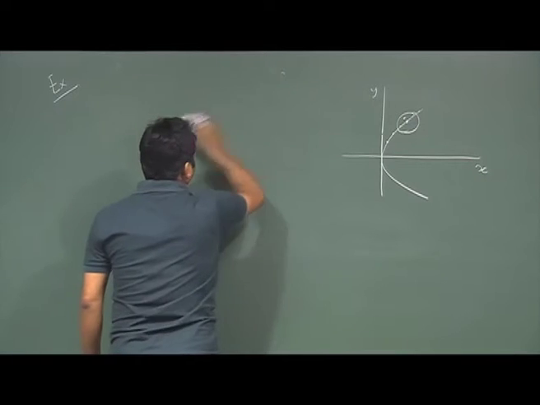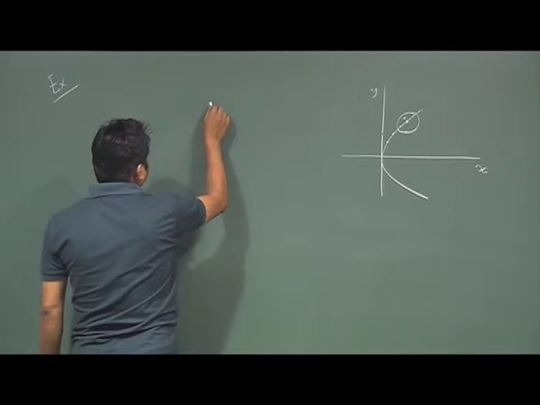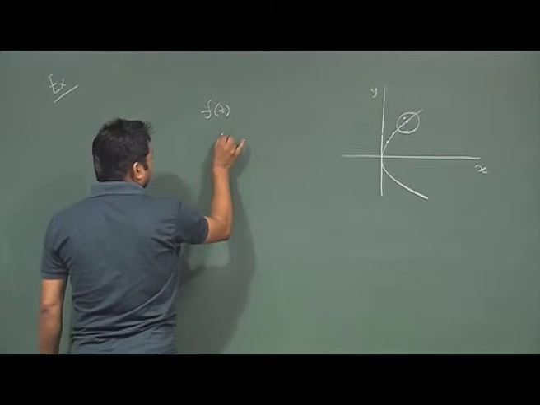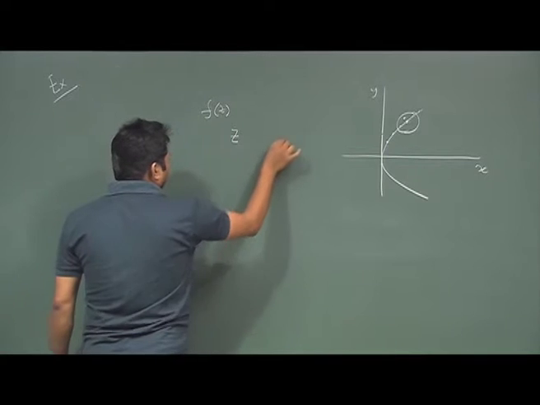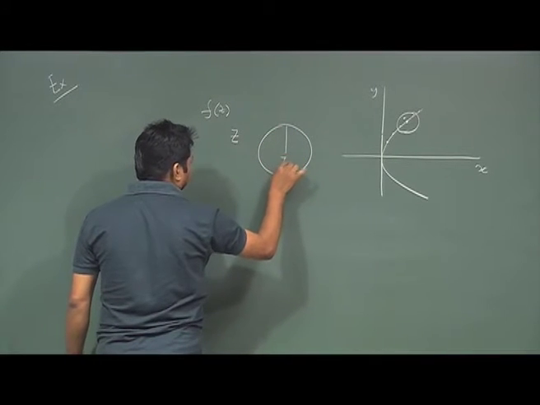And what is the basic condition? If you remember, during the definition I mentioned that the function f(z) will be analytic at point z and also in some neighborhood of z.